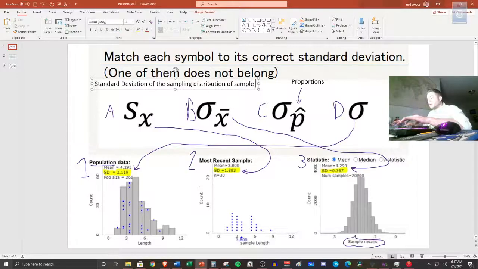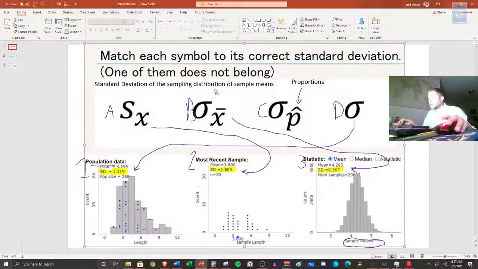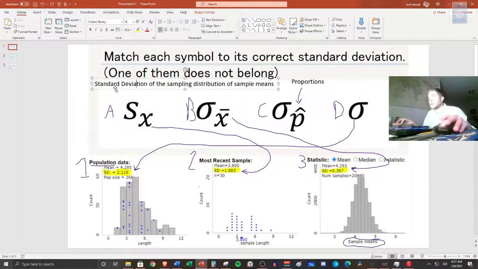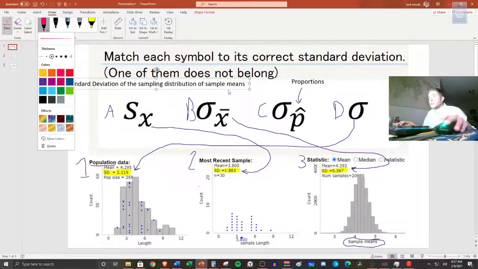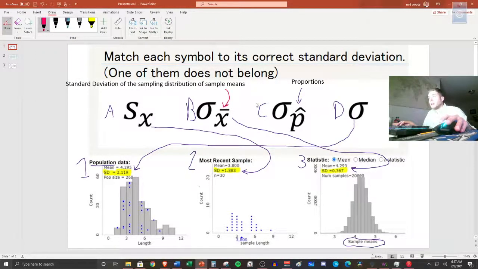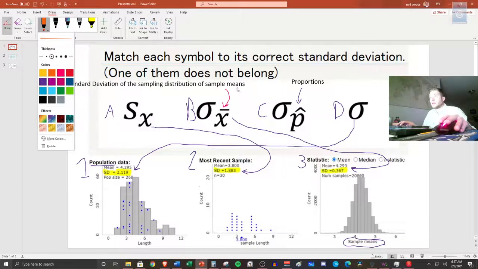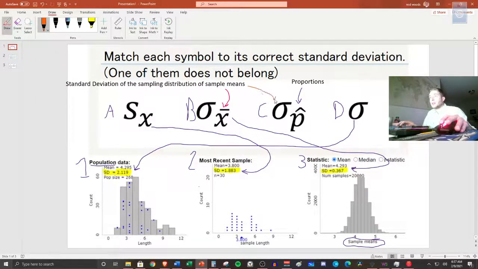Of sample means. This is the descriptor for this one here. Okay, now for this one, you just replace the word proportions. So you do the same thing, except you use the word proportions instead. Okay, sample proportions, that's what that is. So we don't actually have this one in this case. Okay, it does not belong here.